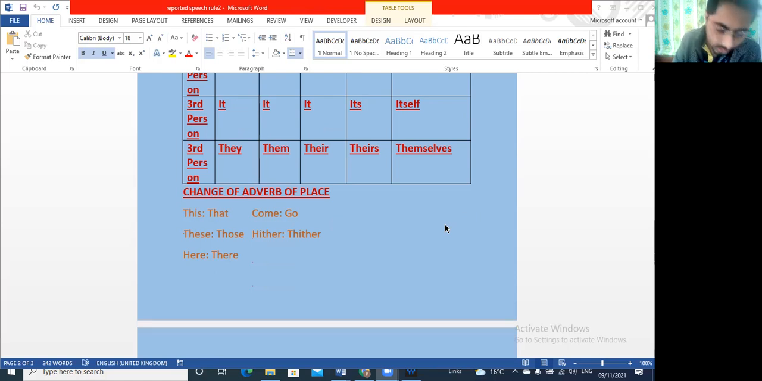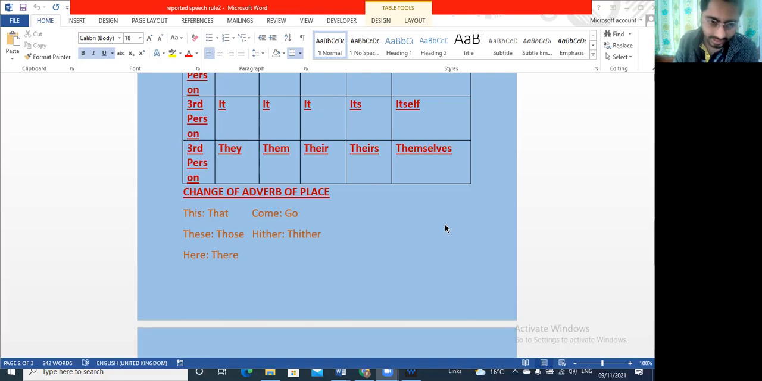Now we talked about some of the methods of changing person in several cases. Now let's talk about the change of adverb. While we talk about change of adverb, there are mainly two kinds of adverbs commonly used in reported speech. They are adverb of place and adverb of time. Sometimes adverb of frequency, usually, might also be used.